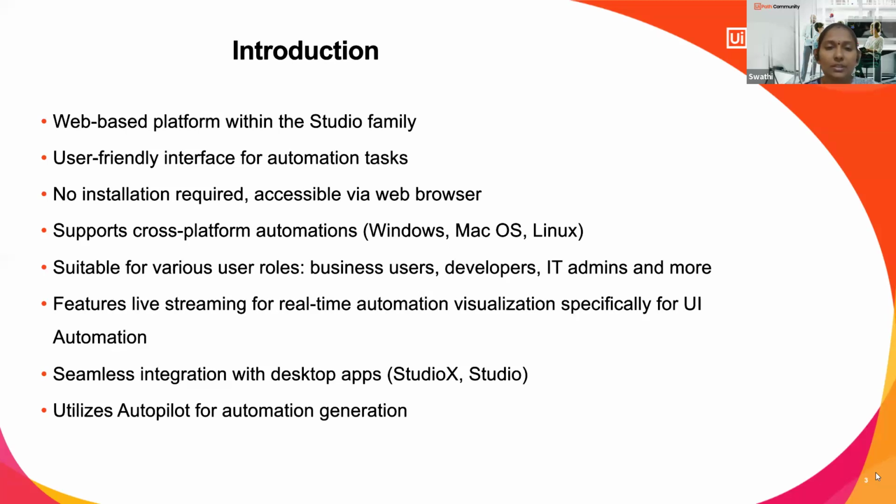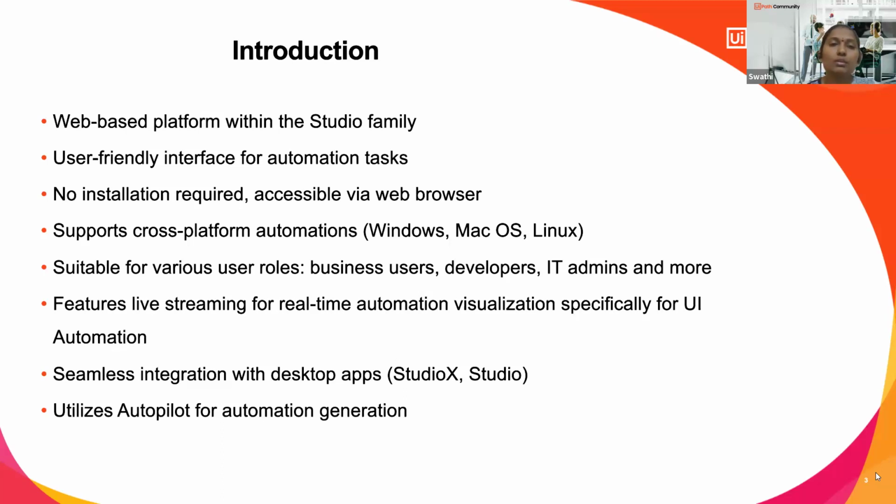One more important feature, especially for UI automation, is the live streaming feature. We will check that when we are practically doing it. I'll show you the live streaming feature. And another thing is, even if we develop an automation in Studio Web, we can also open that automation in Studio as well as Studio X. That means we can work on the entire Studio family.